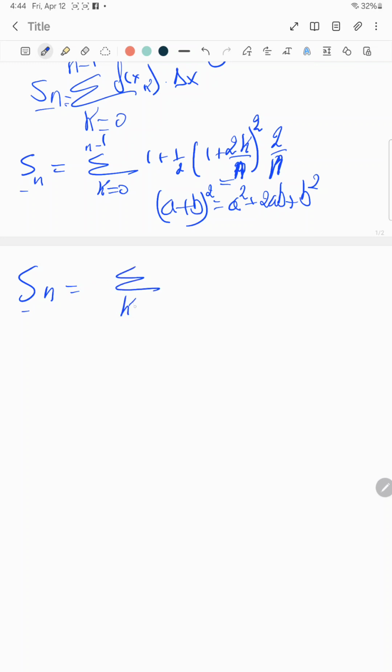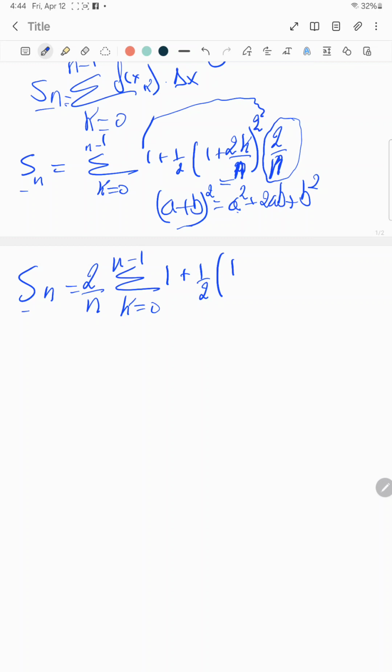the sum from k equals 0 to n minus 1. And I realize this 2 over n does not have k, so this will always be 2 over n. So whatever answer I have here, I have to multiply it by 2 over n. So I can put the 2 over n outside my sum, and multiply it by the sum. So it becomes 1 plus 1/2 times, and here I will apply that formula, where a is 1 and b is 2k over n.